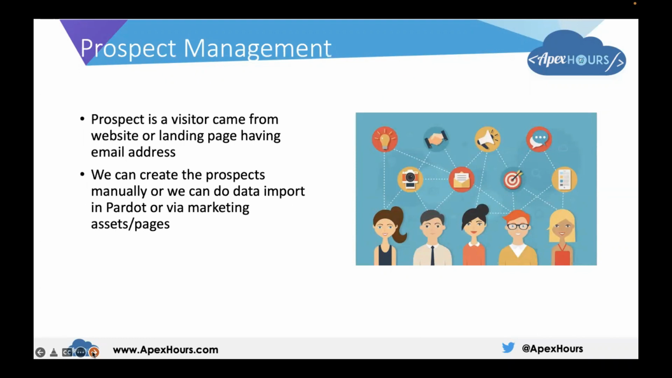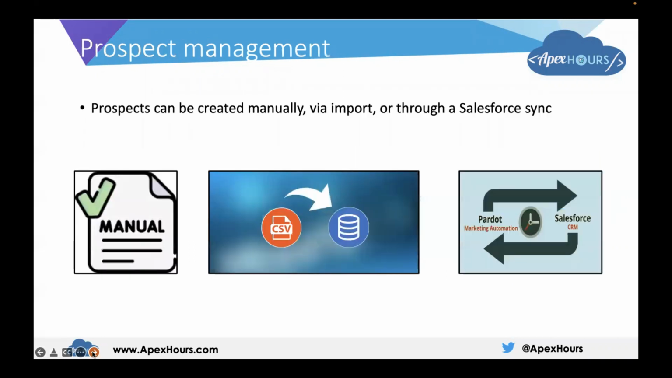There are several types where we can create the prospect into the Pardot. Let's have a look into it one by one. So there are three methods by which we can create the prospect. One is the manual method, second is the CSV upload, and third is using the Pardot automation. So the first one is nothing but we can navigate to the Pardot instance. We can go to the prospects tab and we can create the Pardot prospect.